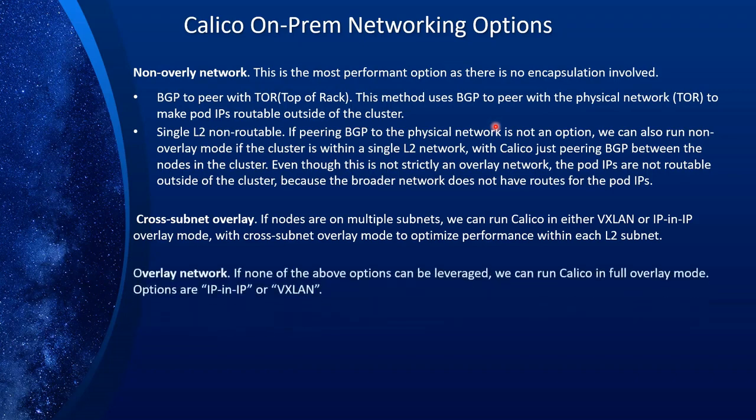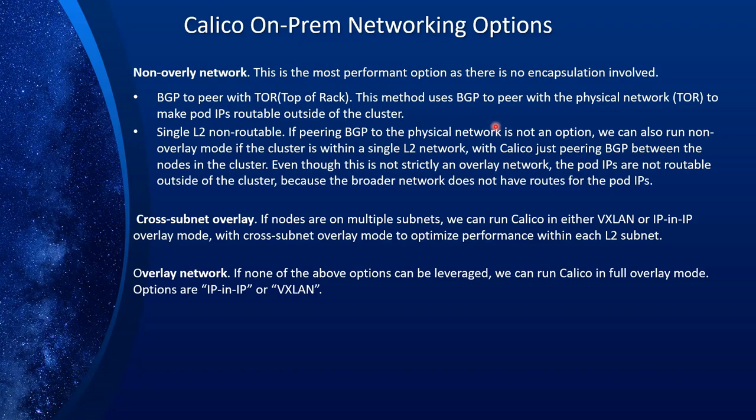And the last one, of course, is using a full overlay network, and that's what we've been using up to this point. And this is a situation where none of this is possible. So we can use either IP in IP, which I've used for this demo, or we can use VXLAN. So that's kind of up to you. So these are the options as far as the on-prem is concerned.